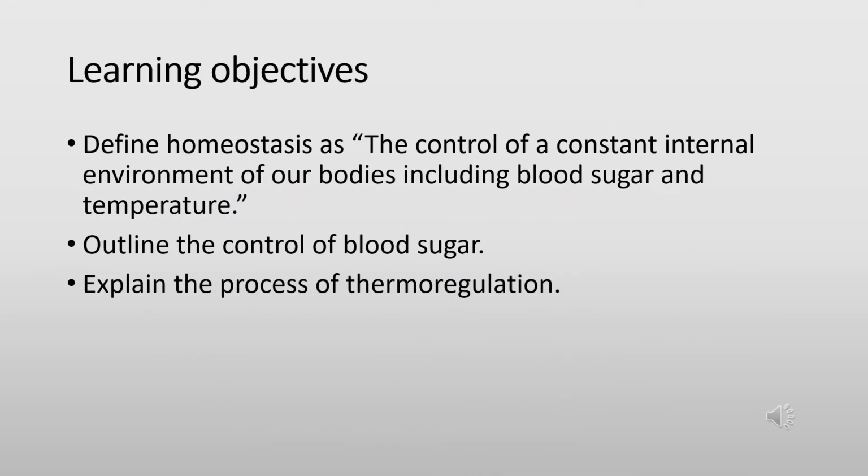Learning objectives. Define homeostasis as the control of a constant internal environment of our bodies, including blood sugar and temperature. Outline the control of blood sugar. Explain the process of thermoregulation.